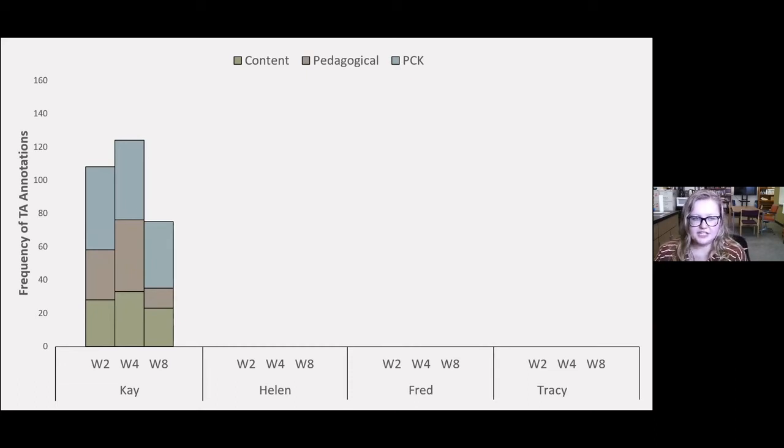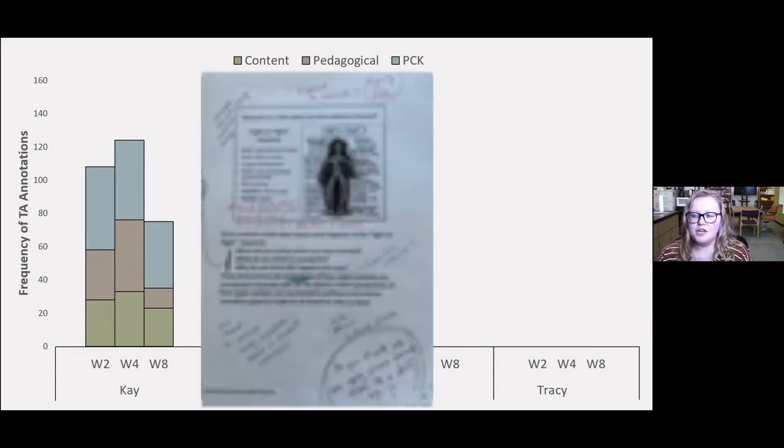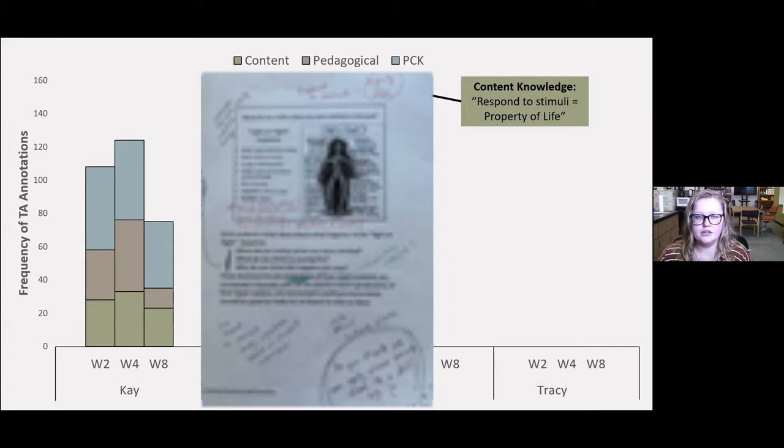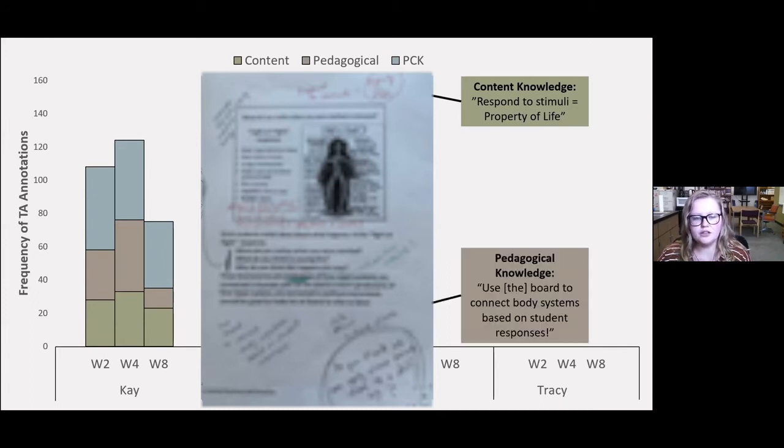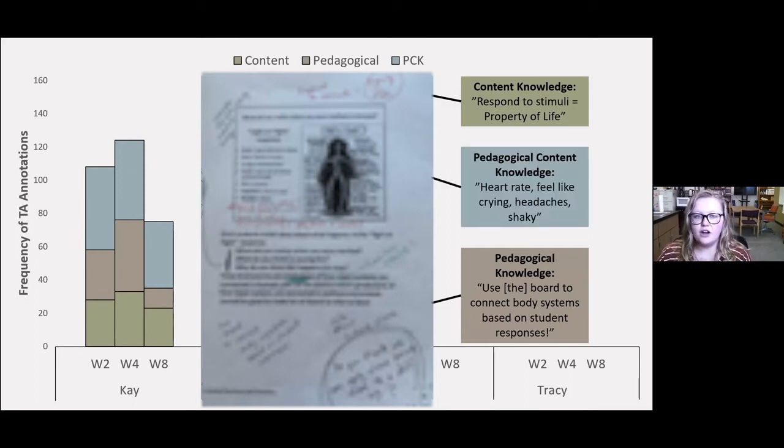But before we jump into looking at this, I want to provide a couple of examples from her lab manual about these annotations and her knowledge types. And so first, content knowledge: responding to stimuli equals a property of life. And so this is K focusing on her content knowledge. Pedagogical knowledge: using the board to connect body systems based on the student responses. And then identifying things like heart rate, feel like crying, headaches, and shaky were all contributions of her colleagues that Kay wrote down during the question of what did you notice when you were startled or stressed.